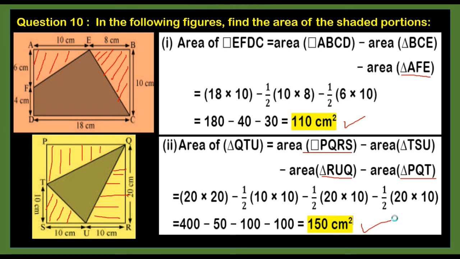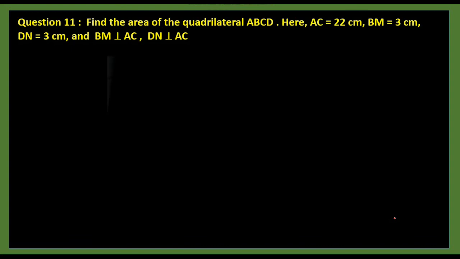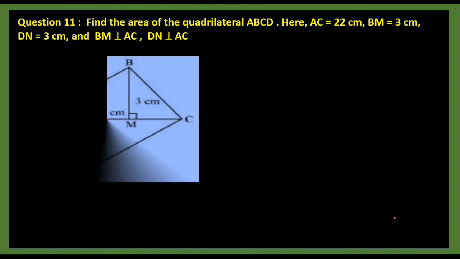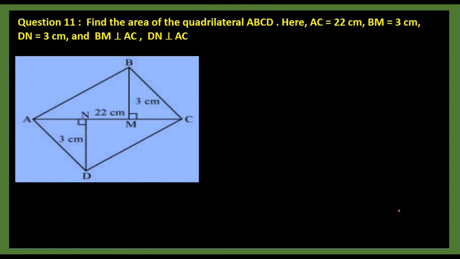Question number 11. Find the area of the quadrilateral ABCD. Here in the figure, if you see, we have AC is equal to 22 centimeter, BM is 3 centimeter, and DN is 3 centimeter. So BM and DN are 3 centimeters. Also given, BM is perpendicular to AC, DN is perpendicular to AC.